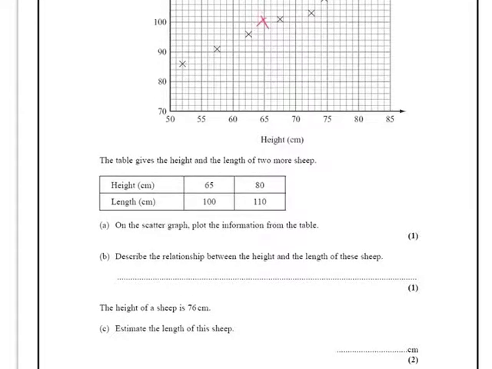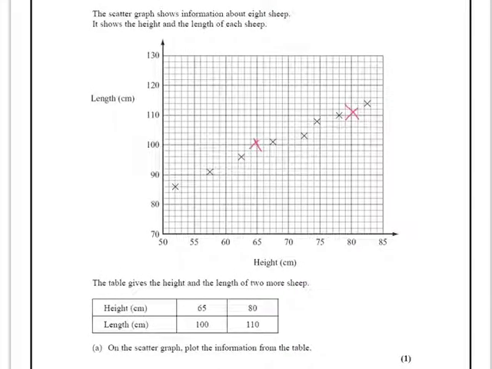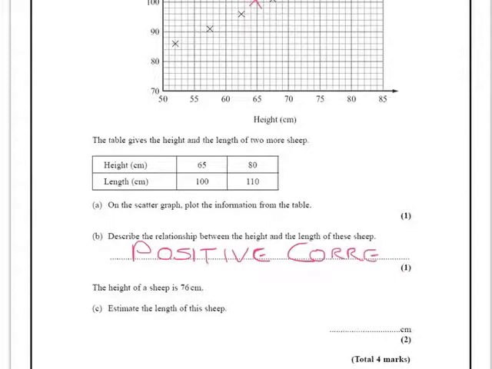Now we need to describe the relationship between the height and length of the sheep. Well, basically when we talk about relationships on scatter diagrams, we could discuss how as the height increases, so does the length, or we could say one value increases, another value decreases on a different type of scatter diagram. But ultimately we can see it's going uphill, and so we're going to talk about correlation. The correlation here is positive correlation, so we write positive correlation. And that just means there's a relationship: as one value increases, so does the other.